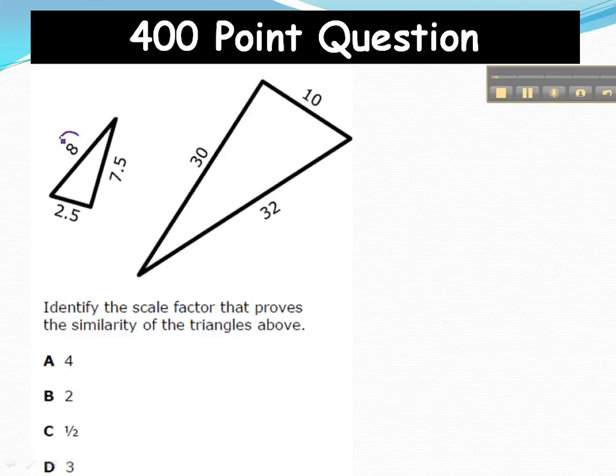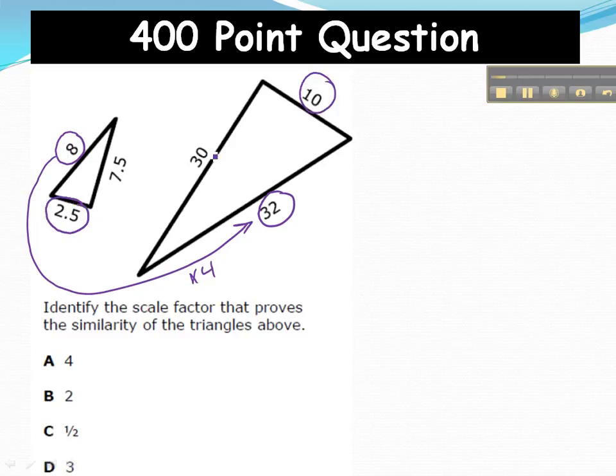So let me compare the largest side of this triangle, the longest side 8, with the longest side of this triangle, 32. And the scale factor would be 4 because 8 times 4 equals 32. Comparing the shortest sides, 2.5 and 10, 2.5 times 4 equals 10, and 7.5 times 4 equals 30. So the scale factor in this case is 4.